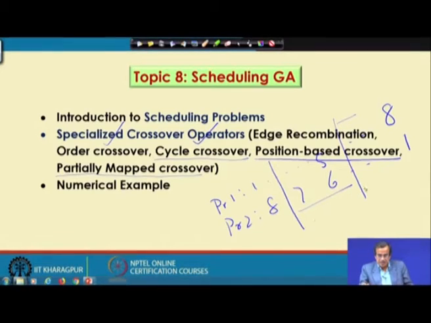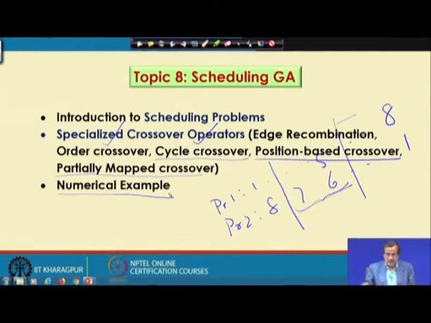Once again we take two crossover sites at random, and to get the children solution, a few cities we copy from, say, parent 2, and the rest we have to take from parent 1 following a particular sequence or method that I have already discussed in much more detail, and we have solved some numerical examples also.